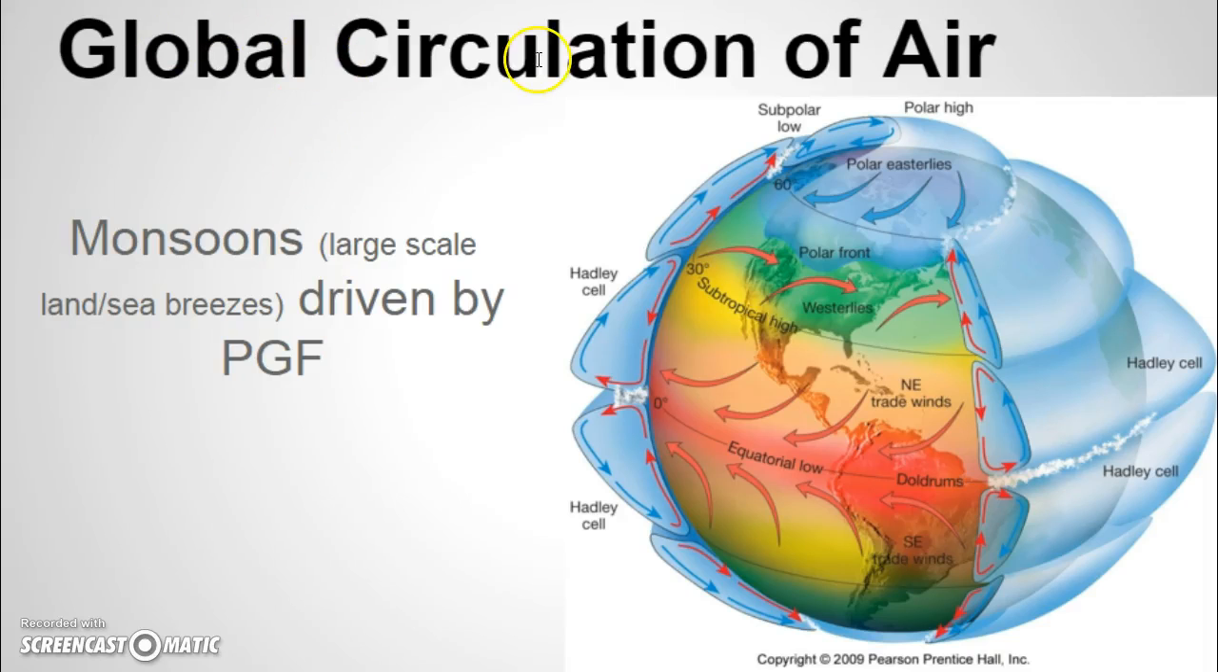This lecture is going to be on global circulation of air. We're going to look at how the Earth transfers its equatorial warmth and the polar cold air. They're going to be working in these cycles, or these convection cells that we'll look at. So we're really redistributing equatorial heat, this time not so much by the ocean water, but by the atmosphere itself. And we'll look at how monsoons, which are large-scale land and sea breezes, are driven by PGF.